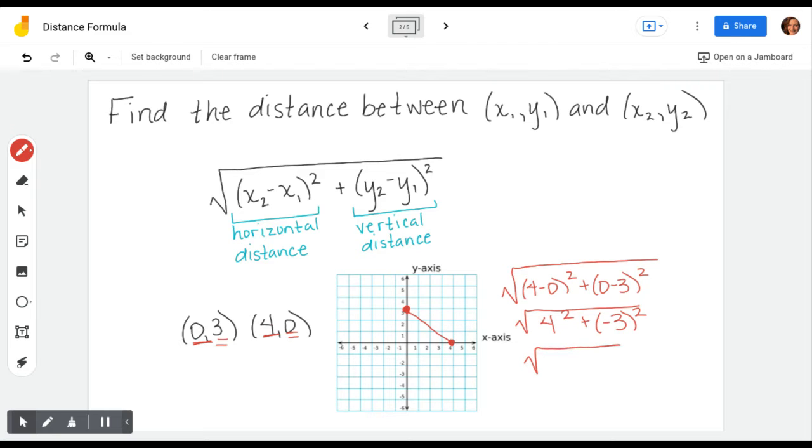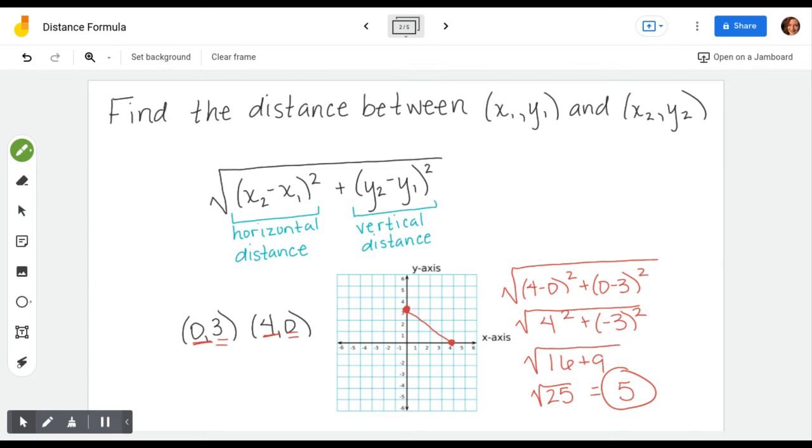Okay, keep simplifying. That's 16 plus 9. So that's the square root of 25, which equals 5. The distance between those 2 points is 5 units. That just seems like such nonsense to me, when all this really is the Pythagorean theorem. And every math book I've seen always teaches this after the Pythagorean theorem anyway. So why teach it as something new? Why not just keep using what you've been using?